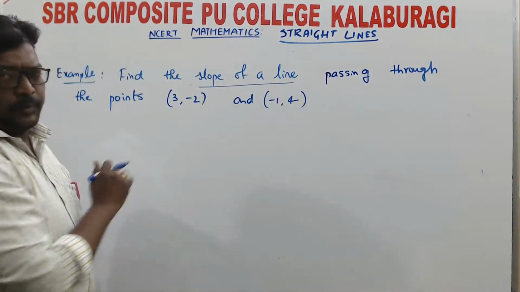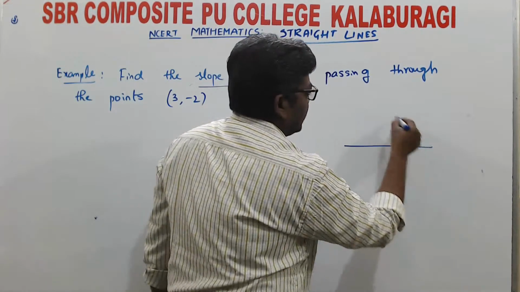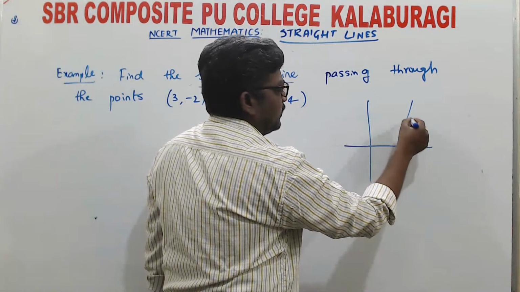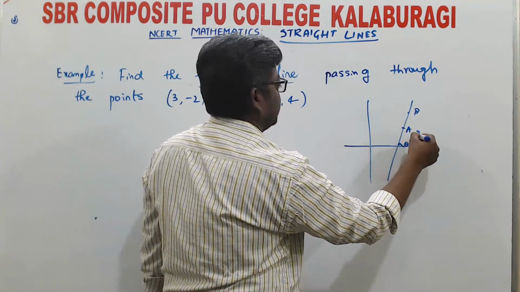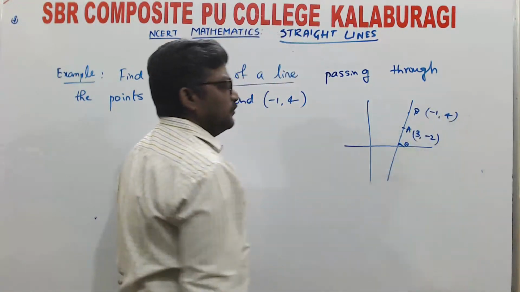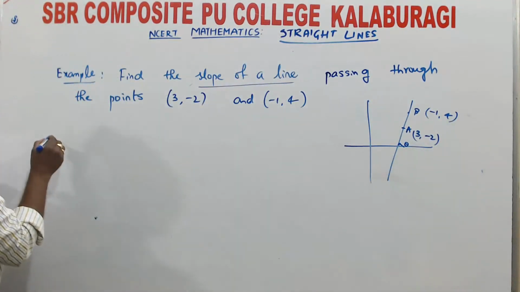It is passing through 2 points. It is nothing but the diagram we have been seeing, with inclination theta. Let A be the point (3, -2) and B the point (-1, 4). This formula we have derived.